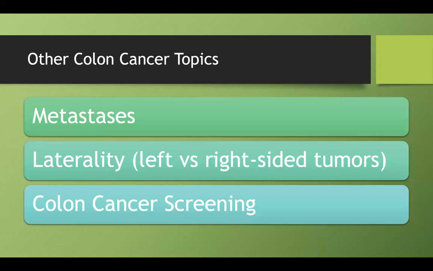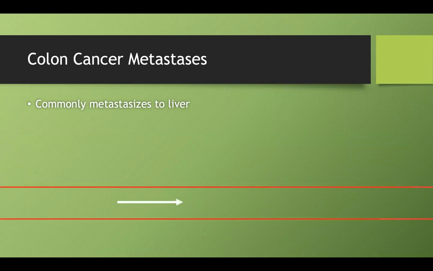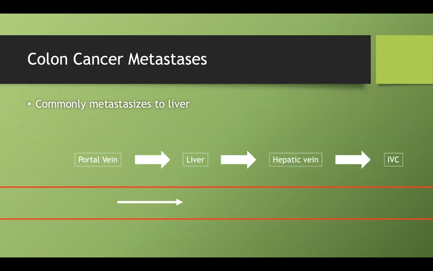The last thing I want to mention with colon cancer is a few different things here. We'll start with metastases. So most colon cancer, the first thing it likes to do is spread to the liver. And that applies to the entire GI tract. And if we look at the blood flow here, moving from left to right, we have our portal veins that drain into our liver, right? And this drains into our hepatic vein and ultimately out to the IVC.